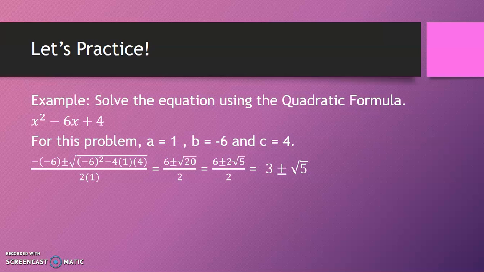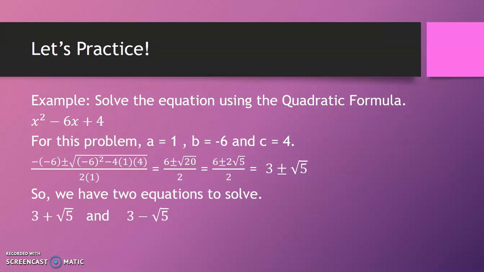Now to simplify this piece a little bit, I look at that 6, the 2 on top, and then the 2 on the bottom, and I can take a 2 out of all of those numbers, and I get 3 plus or minus the square root of 5. Again, I'm not going to get nice numbers if I actually evaluate this on my calculator. So my two equations to try to solve would be 3 plus the square root of 5 and 3 minus the square root of 5.